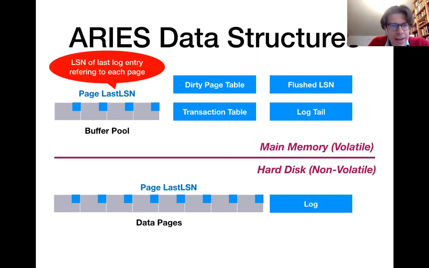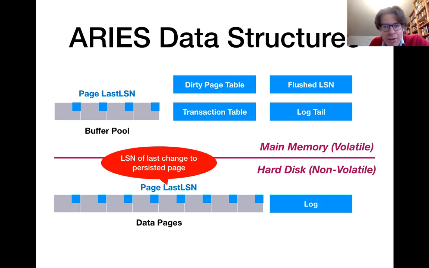All right. And as I have already said here, associated with each slot in the buffer pool, we have the log sequence number of the last log entry which changed the corresponding page. And we also have the same on hard disk. So this is a high-level overview of the different data structures that the algorithm uses.